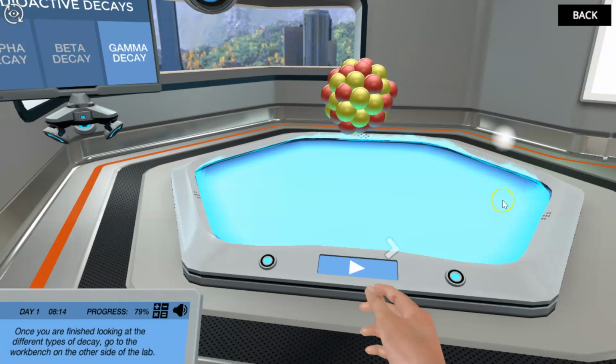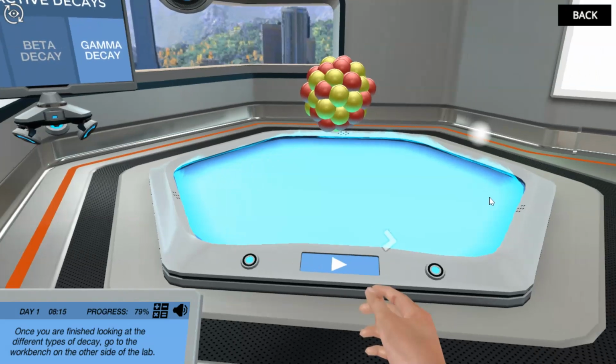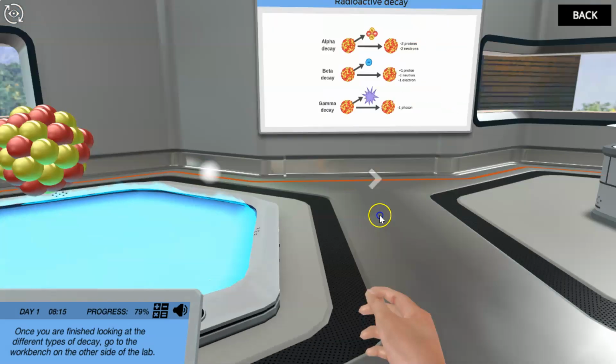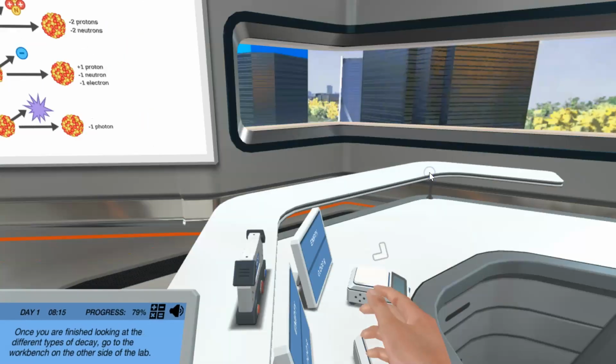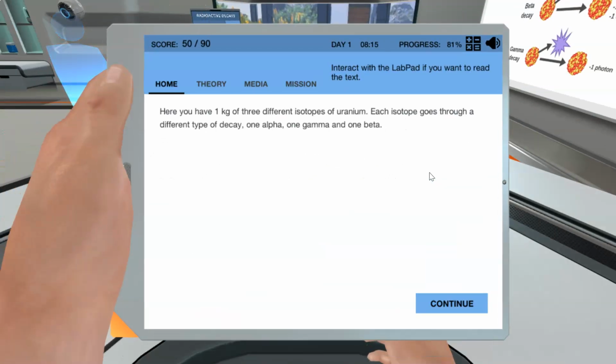Once you are finished looking at the different types of decay, go to the workbench on the other side of the lab. Here you have 1 kilogram of 3 different isotopes of uranium. Each isotope goes through a different type of decay, 1 alpha, 1 gamma and 1 beta.